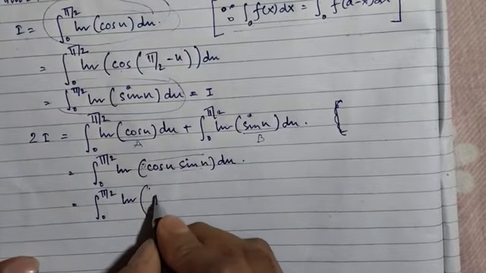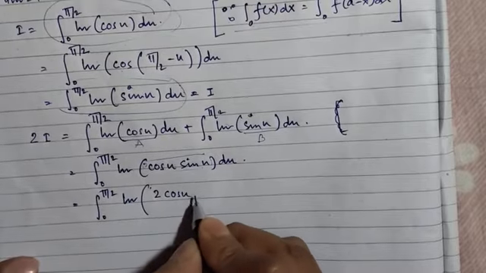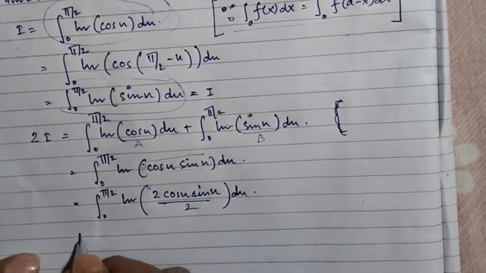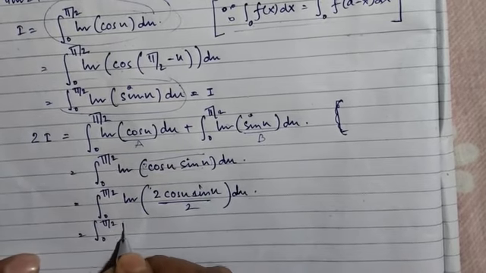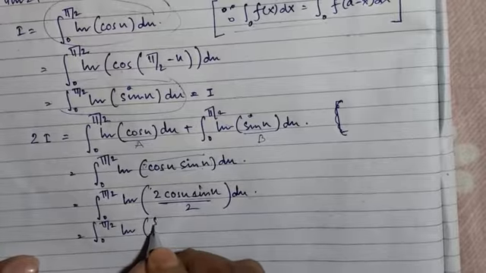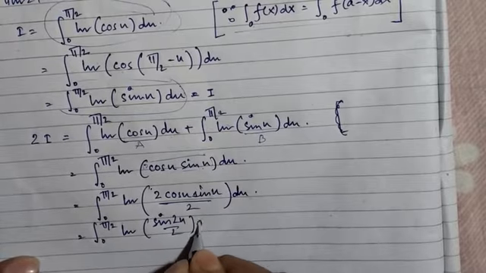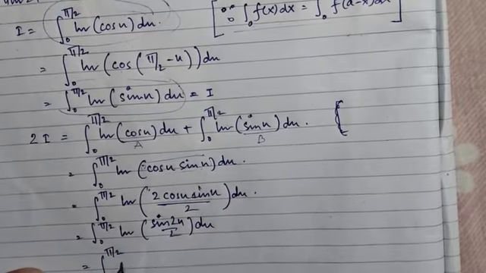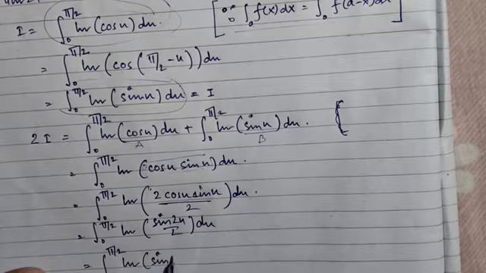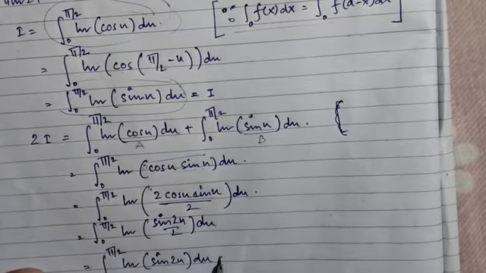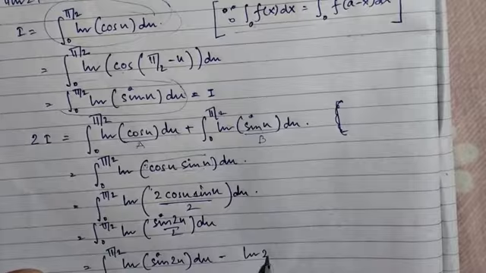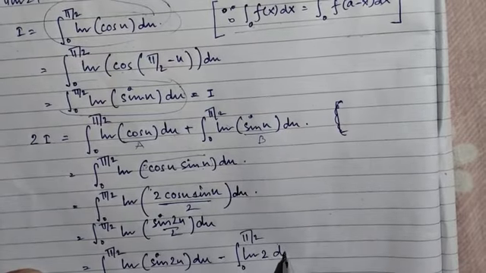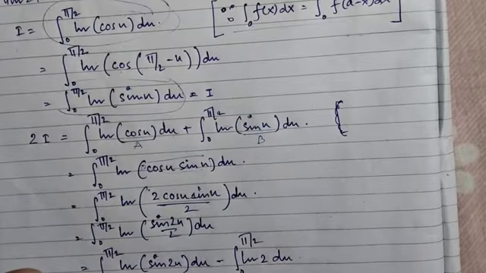So what we can do, let's multiply 2 cos u sin u by 2 du. From here what we get, 0 to pi by 2 ln sin 2u by 2 du. That is 0 to pi by 2 ln sin 2u du minus ln 2 times 0 to pi by 2 du. Correct? We get this, right?